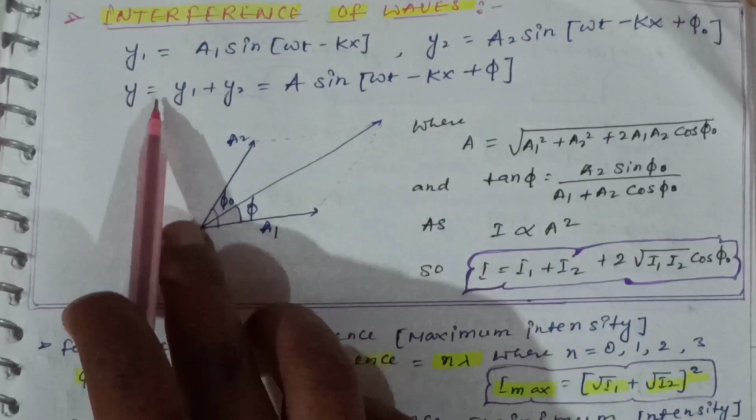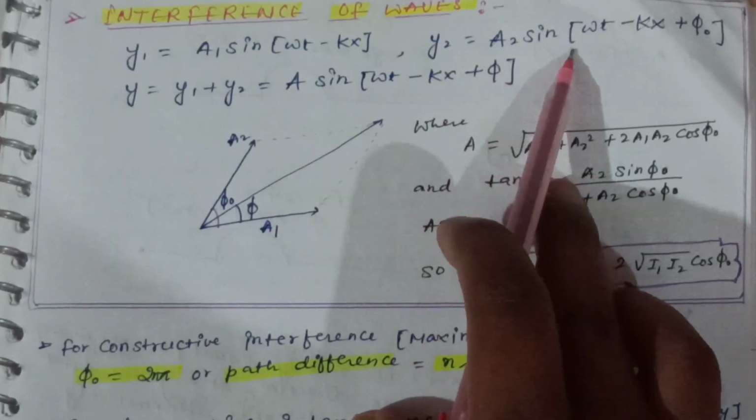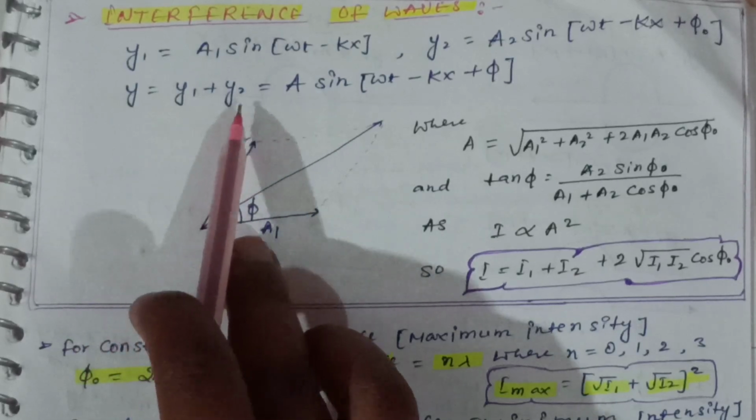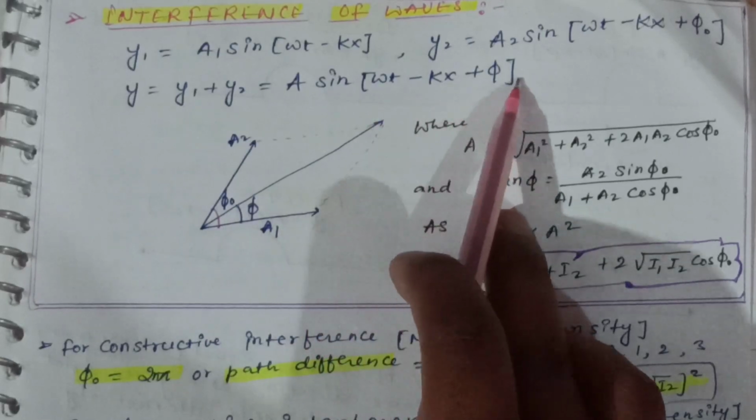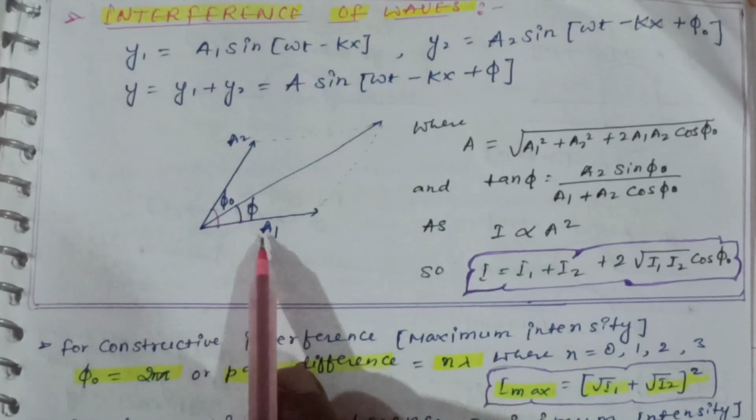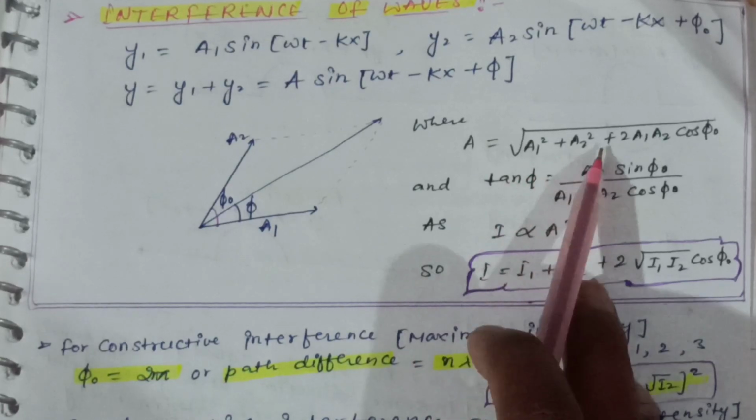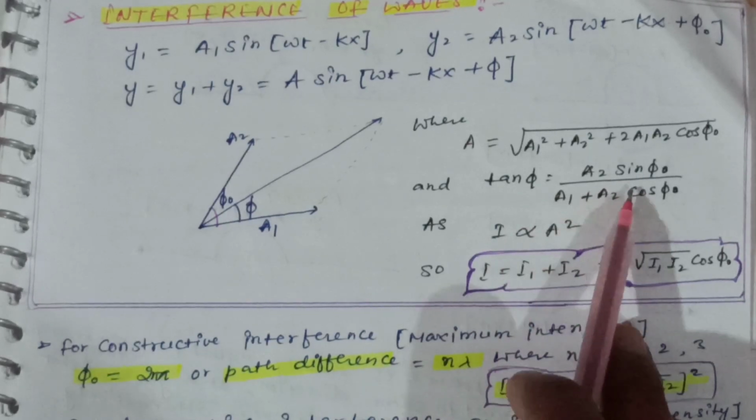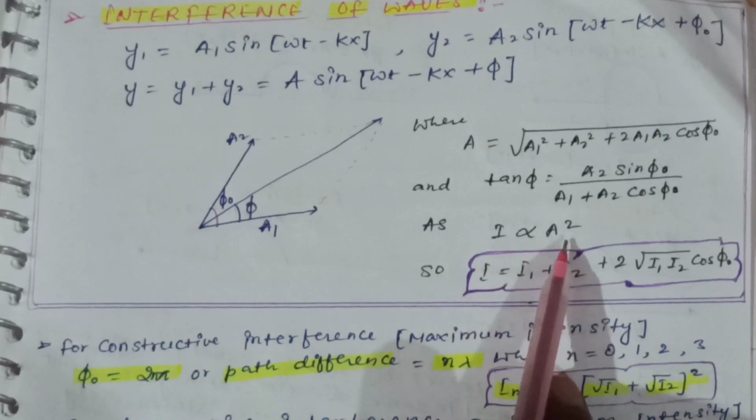Interference of waves: y1 is equal to a1 sin(omega t minus kx), y2 is equal to a2 sin(omega t minus kx plus phi naught). y is equal to y1 plus y2, which is equal to a sin(omega t minus kx plus phi), in vector form a1, a2, phi naught, phi, where a is equal to under root a1 squared plus a2 squared plus 2 a1 a2 cos phi naught, and tan phi is equal to a2 sin phi naught upon a1 plus a2 cos phi naught. I is directly proportional to a squared.